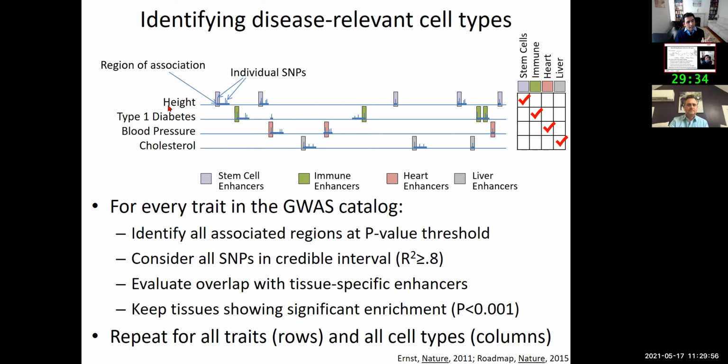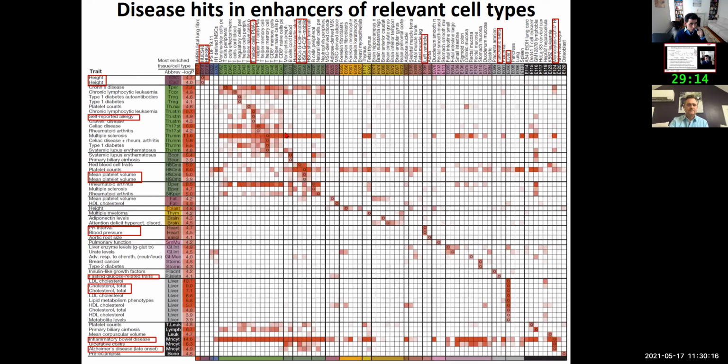How? By basically saying that across all of the genome, genetic variants associated with height appear to be preferentially overlapping enhancers that are active in stem cells. Genetic variants associated with type 1 diabetes preferentially active in regions in immune cells, and so forth. So this is actual data. You can see here that genetic variants associated with height are overlapping epigenomic annotations specifically active in embryonic stem cells, immune traits, T cells and B cells.